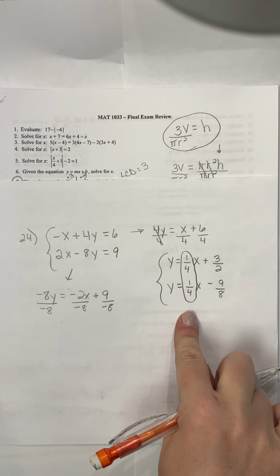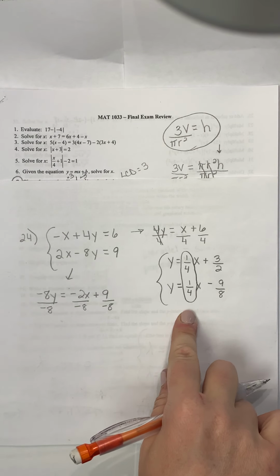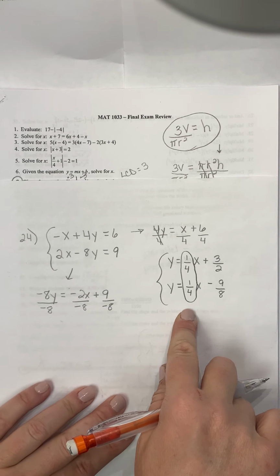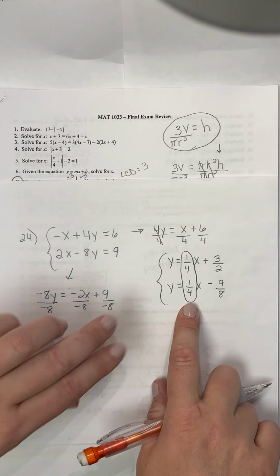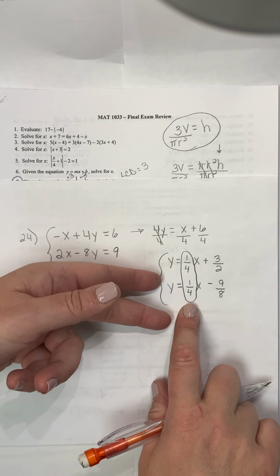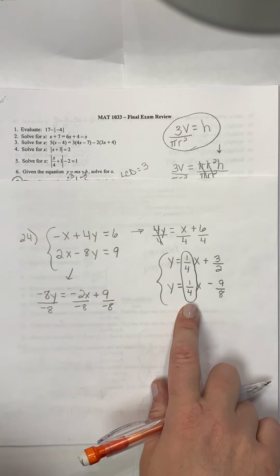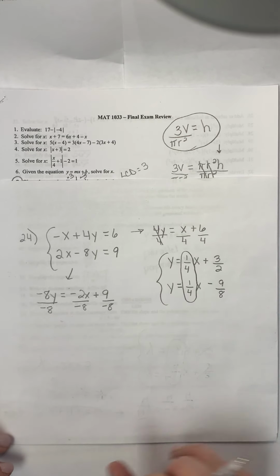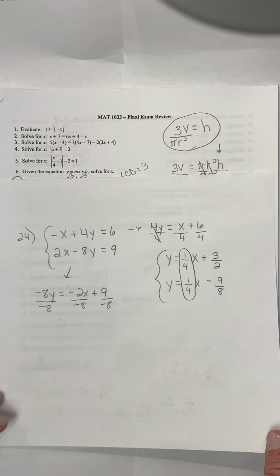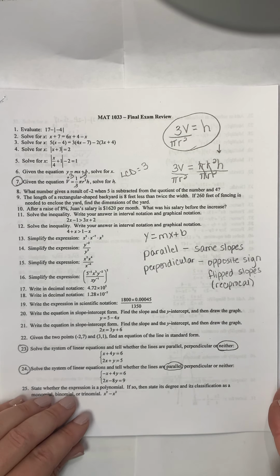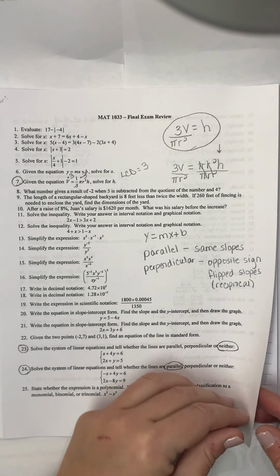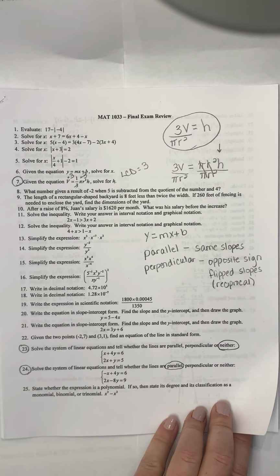Now, in order for them to have a perpendicular slope, just so we can practice, the perpendicular slope would be negative because these are positive, and we would flip that 1/4 and get 4/1. So -4 would be the perpendicular to this guy, just in case, just so you know. Okay, so that is how you handle the parallel, perpendicular, neither.